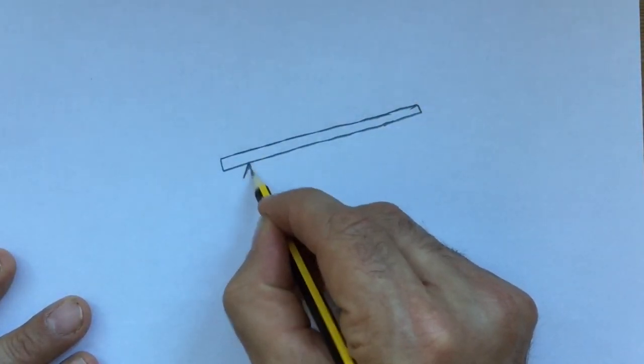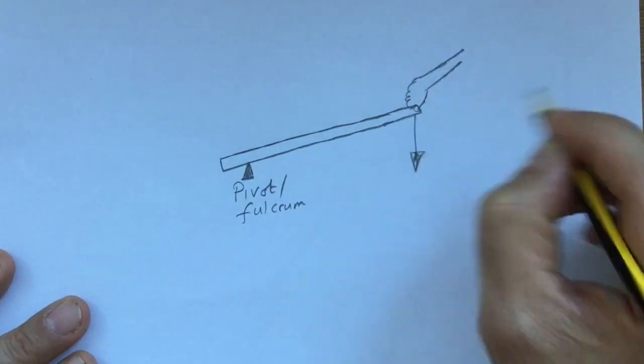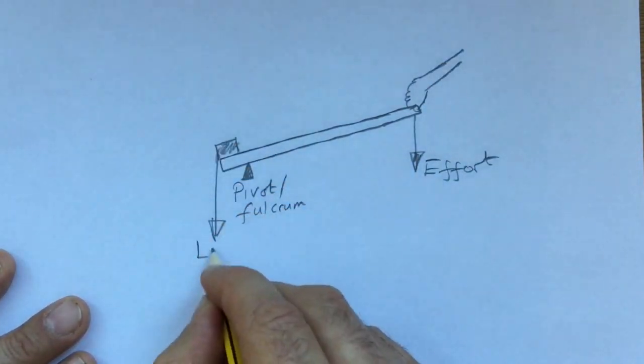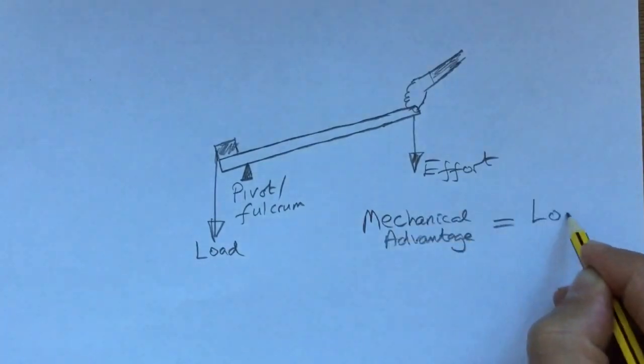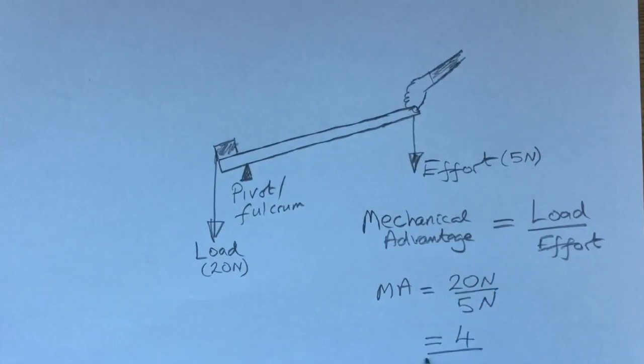Here's two examples. The first one is somebody lifting a brick up with a stick. The second one is a wheelbarrow. There you go, a mechanical advantage of 4, meaning an effort of 5 newtons can lift a load 4 times heavier at 20 newtons. Effort and load, like all forces, are measured in newtons, and mechanical advantage doesn't have any units at all.